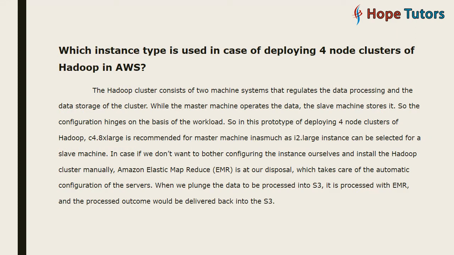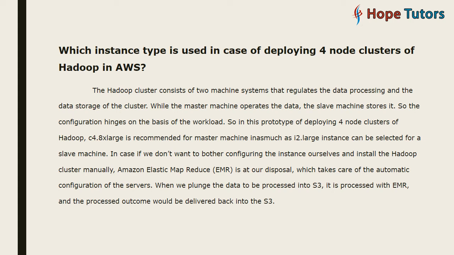Which instance type is used in case of deploying 4-node clusters of Hadoop in AWS? The Hadoop cluster consists of two machine systems that regulate the data processing and the data storage of the cluster. While the master machine operates the data, the slave machine stores it. So the configuration depends on the workload. In this prototype of deploying 4-node clusters of Hadoop, C4.8xlarge is recommended for the master machine, whereas I2.large instance can be selected for a slave machine.